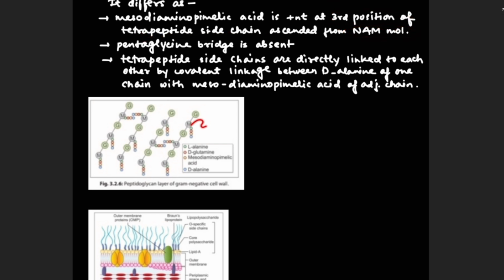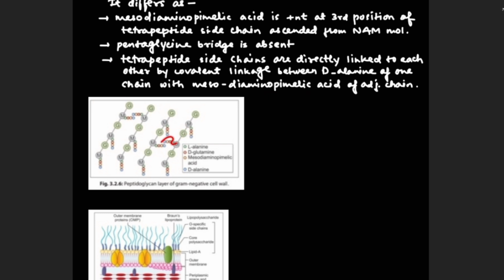So here as you can see, this is L-alanine, this is D-glutamine, this is meso-diaminopimelic acid and this is D-alanine. Additional to this, the pentaglycine bridge is also absent. As we have seen, in the gram positive cell wall it was present, but in gram negative it is absent. Then the tetrapeptide side chains are directly linked to each other by covalent linkage between D-alanine of one chain with the meso-diaminopimelic acid of the adjacent chain.